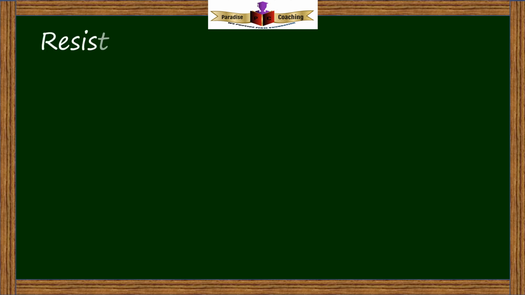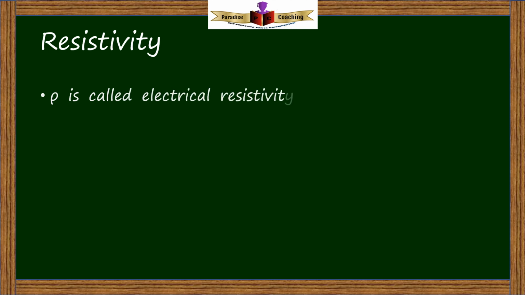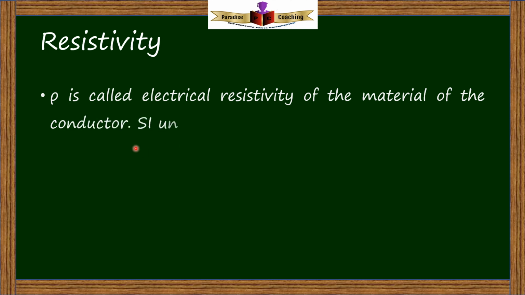So resistivity is a constant of proportionality. It is denoted by the letter rho, R-H-O. So it is the electrical resistivity of the material of the conductor, as you can see here, and the SI unit for measuring rho is ohm meter.